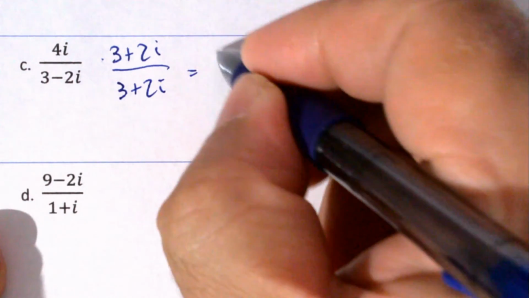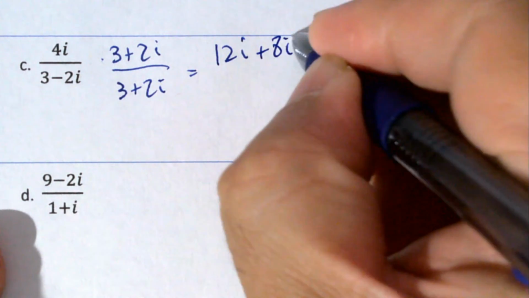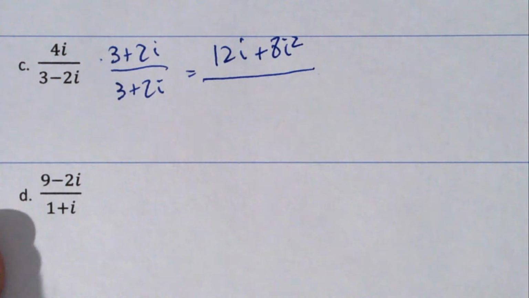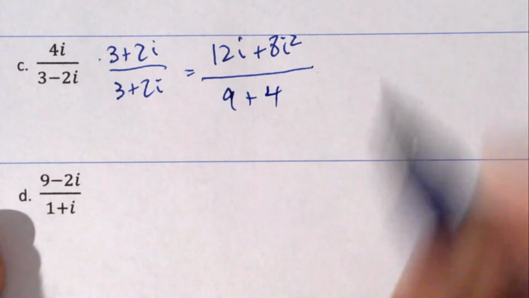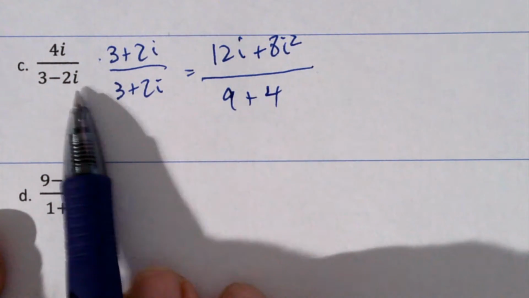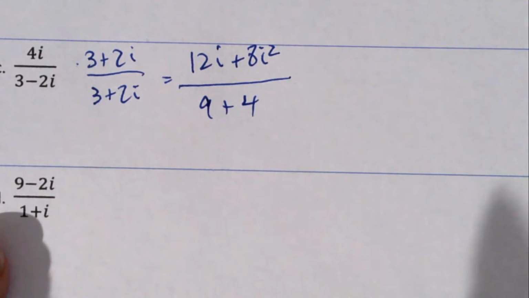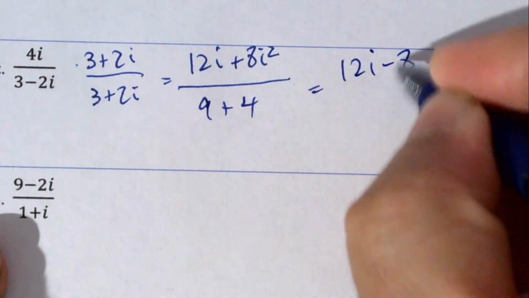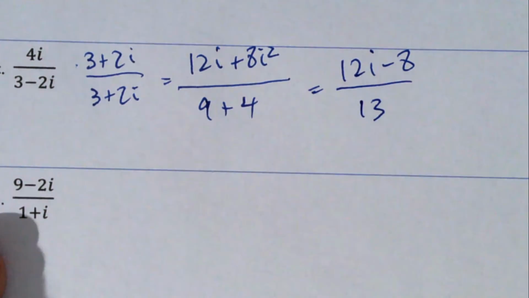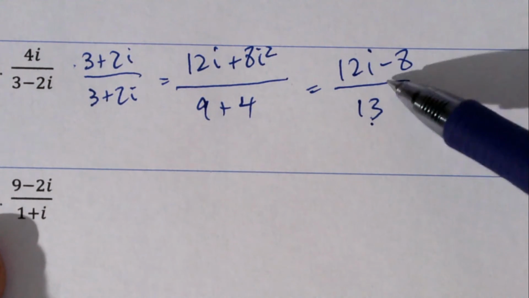So 4i times 3 is 12i. 4i times 2i is 8i squared. The shortcut: 3 squared is 9, plus 2 squared is 4. Remember, that plus comes from the fact that i squared turns the negative to a plus. That works every time because you're using the conjugate. Clean that up. 12i minus 8 over 13. I cannot reduce this because 13 is a prime number, so it has nothing in common with these guys.